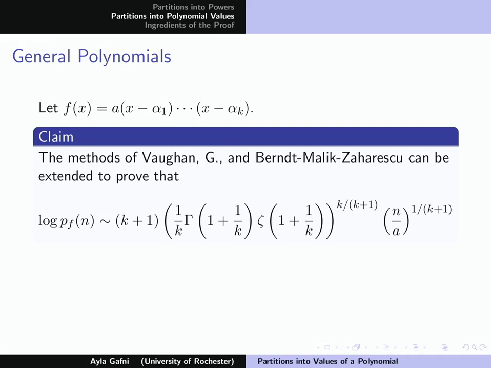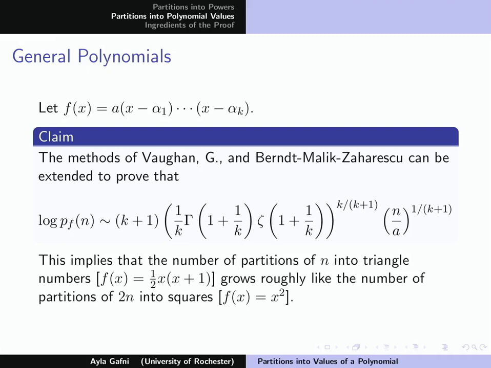If you want to think of that in a concrete example, it's saying that the number of partitions of n into triangle numbers is roughly the same as the number of partitions of 2n into squares. If you think of it, a triangle number is roughly 1/2 of x squared, right? So that makes sense, because if you're partitioning into squares, you're basically doubling every part, which is going to be a partition of 2n into squares, where you had a partition of n into triangle numbers. Roughly, in main term, dominating term terminology.